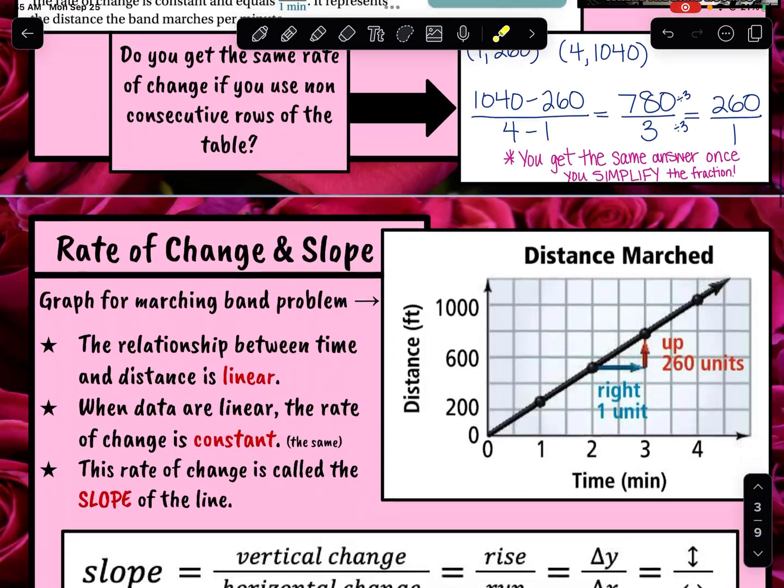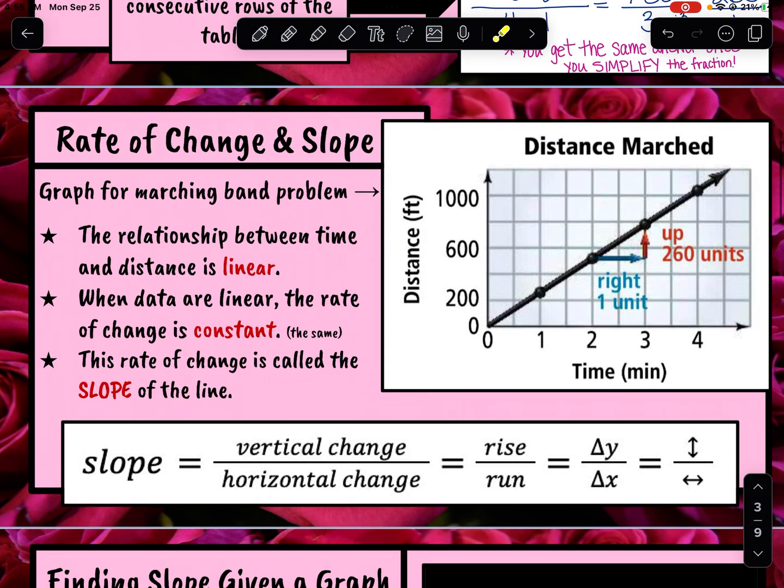And here's what a graph for that problem would look like. The graph for the marching band problem. The relationship between time and distance is linear. When data are linear, the rate of change is constant or the same. And that rate of change is called the slope of the line.